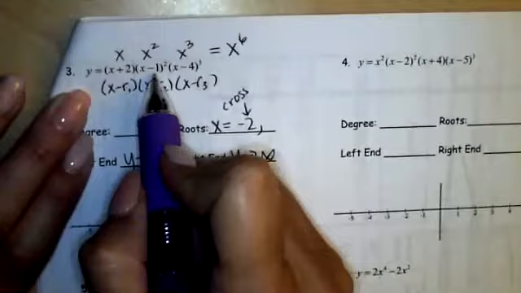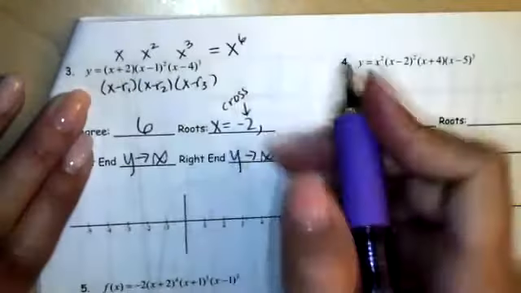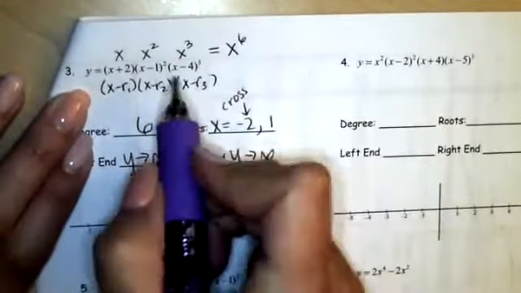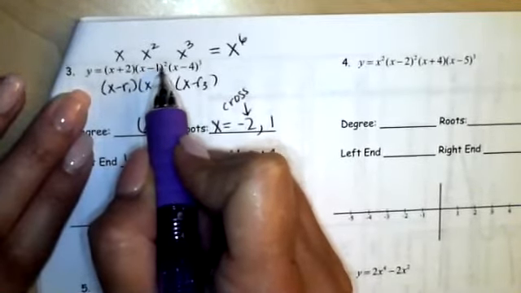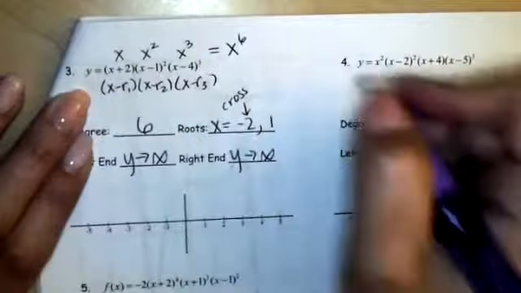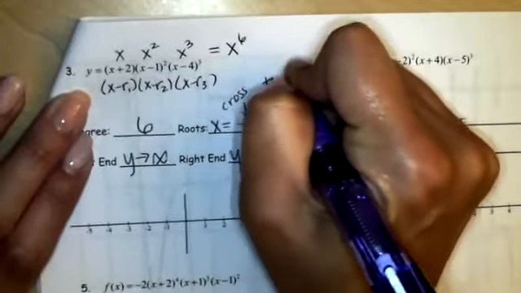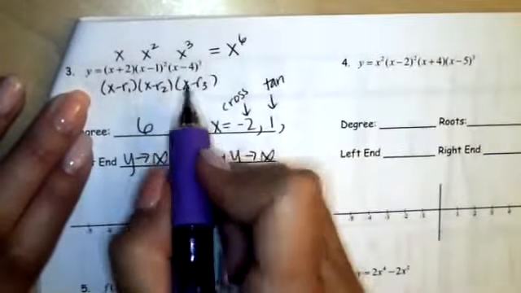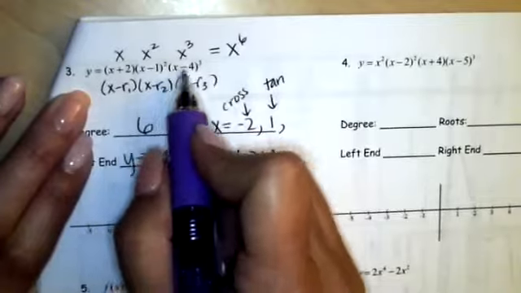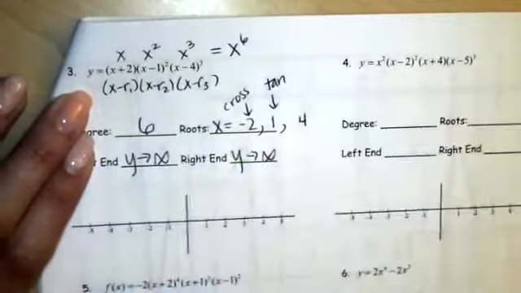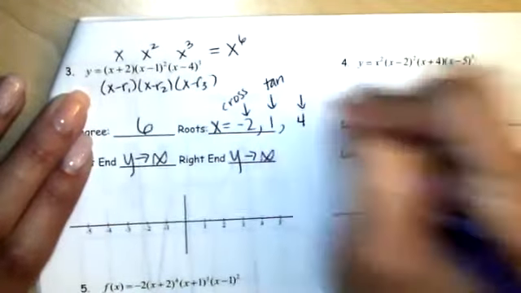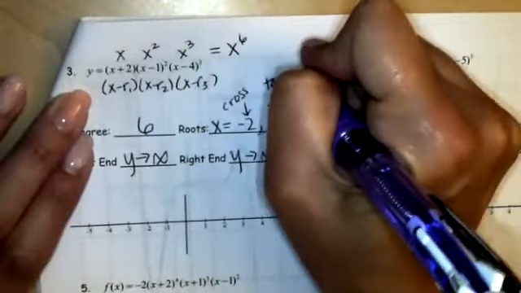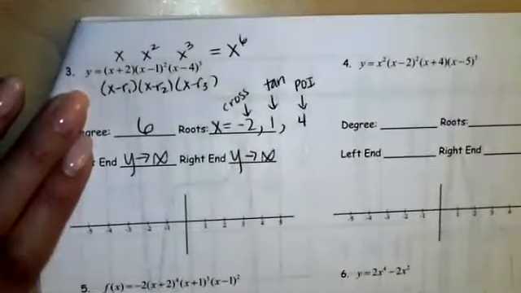My next factor has x minus 1. The root there would be 1. It has an exponent of 2. We said when the exponent is even on that factor, then it is going to be tangent. So at 1, it is going to be tangent. And then my third root is coming from this factor. 4 minus 4 is what would make that 0. That exponent is 3. That is an odd number. So that's going to be our POI.